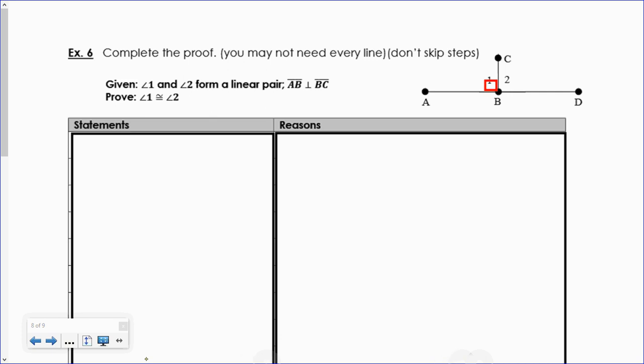Alright, I'm trying to prove that angle 1 and angle 2 are congruent. So we have to figure that out based on only the fact that they are a linear pair and that AB is perpendicular to BC. So what would my first statement be?